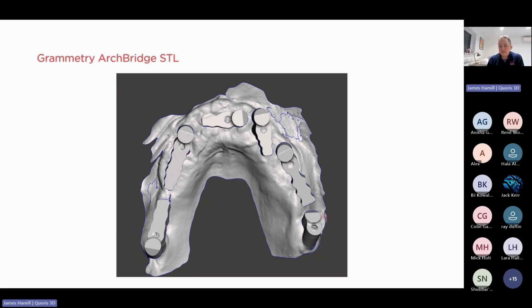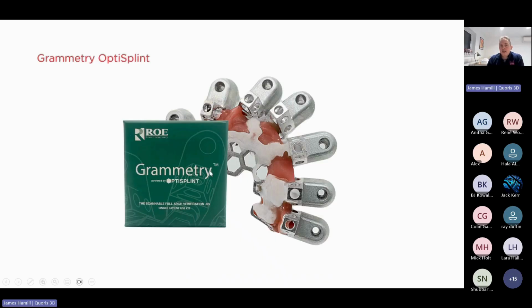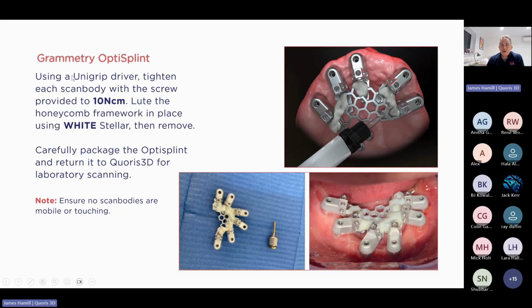Okay, and then if you use OptiSplint, OptiSplint comes with your order, depending on whether it's 4, 5, or 6 implants in the arch. And inside this little green box, you're going to have the various components of your OptiSplint kit. Each OptiSplint scan body is single use and is screwed in place with a specific screw that comes with it in the box. Okay, so what you do is you use a uni-grip screwdriver and you screw down each of the scan bodies onto the MUAs.